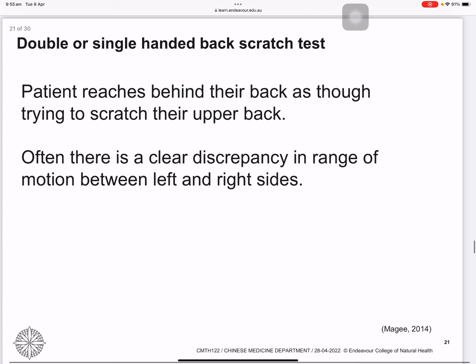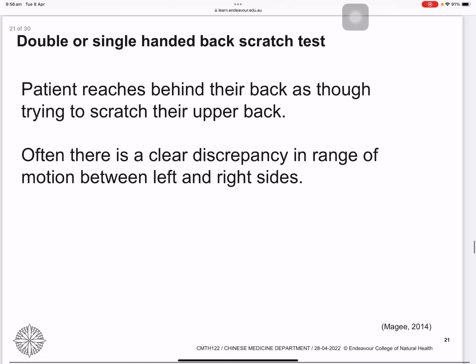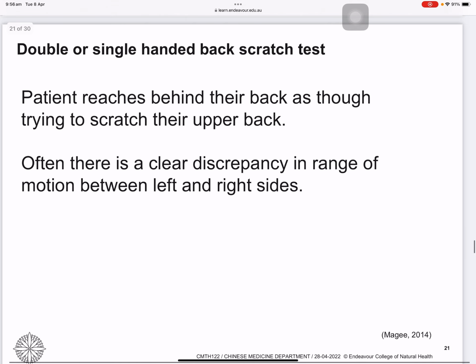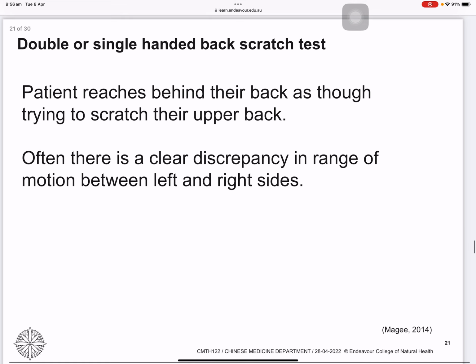Okay, so this is the back scratch test. If people come with a shoulder problem, you can do this test before and after the treatment to see if they have any improvement. So normally, if you do this test for yourself, you can see that normally the left side or your right side is not in balance.